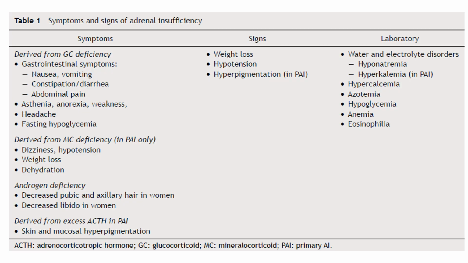So what are the signs and symptoms of adrenal insufficiency? Well, symptoms that you get from not enough cortisol. You can have GI symptoms such as nausea and vomiting, abdominal pain. You can have headaches. You can even have fasting hypoglycemia. In patients who have primary adrenal insufficiency, or PAI, they can get mineralocorticoid deficient symptoms such as low blood pressure, weight loss, and can also have problems with electrolytes.